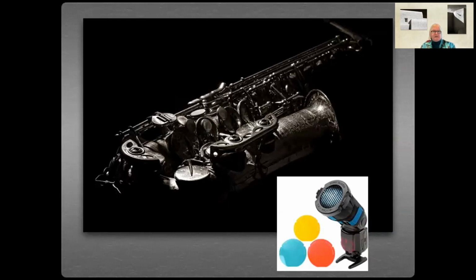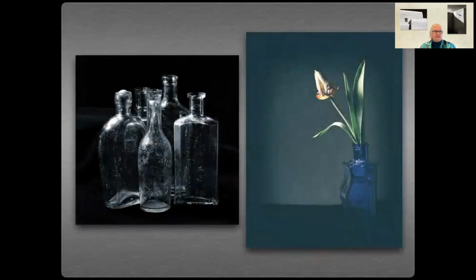And this snoot is made by Rogue, the people who make the flash bender. And it also comes with 3 gels that you can put over the flash head to change the color of the light. And this photograph of the saxophone was taken with the gridded snoot. And you can see that the light doesn't spread out. It's more concentrated. It comes in more of a beam. These 2 photographs were also taken with the gridded snoot with some diffusion. And once you get the basic understanding of flash, you can play and play and play with this stuff because there are so many different effects you can get.